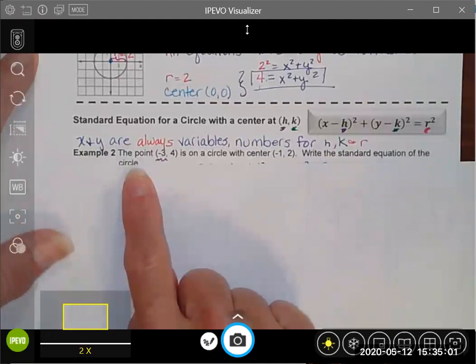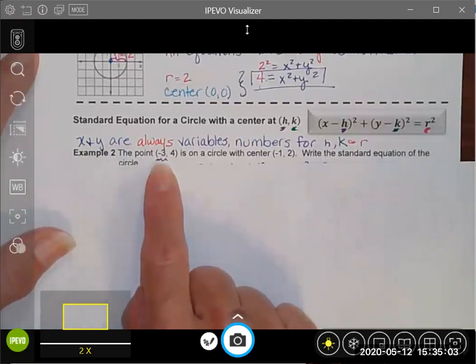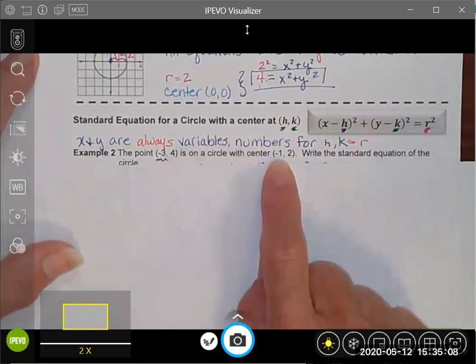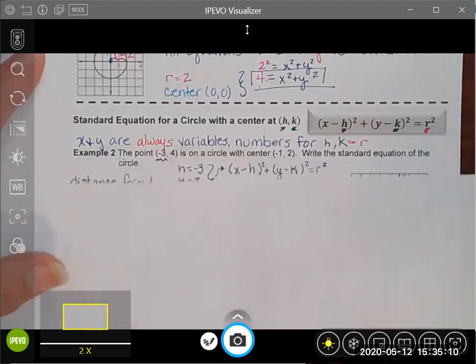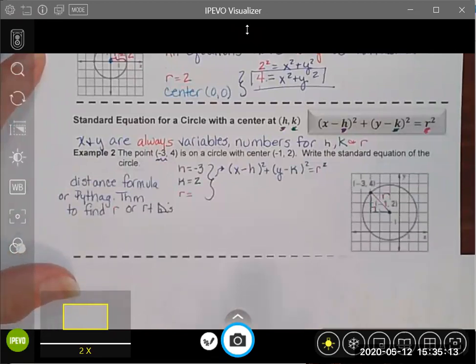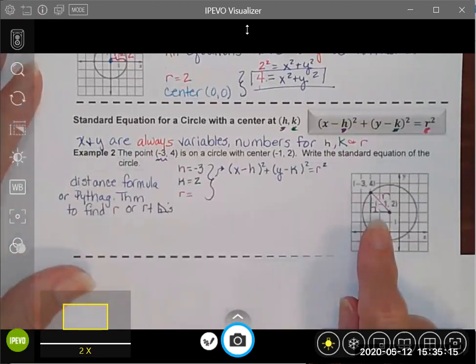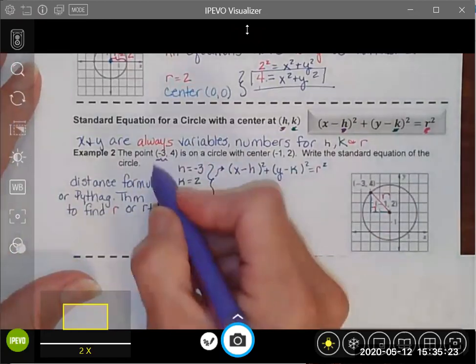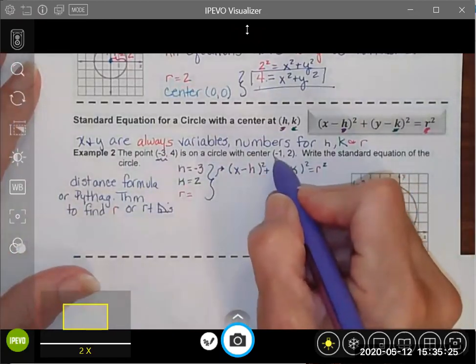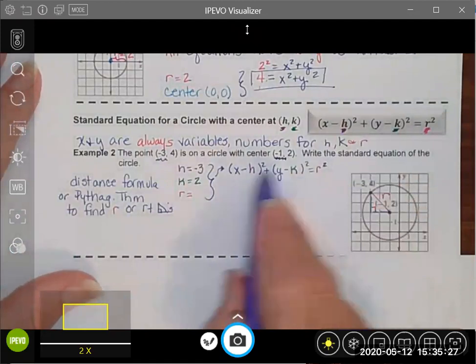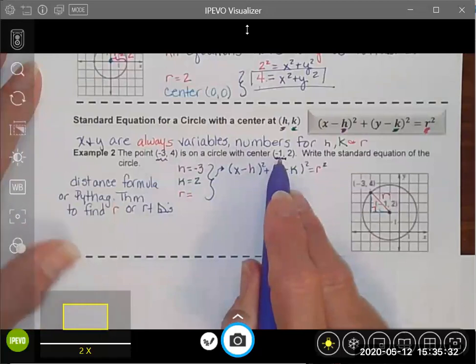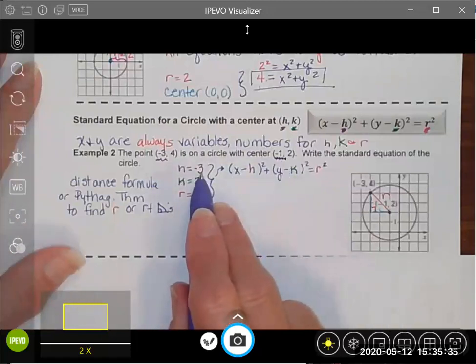Okay, example 2 tells us that there is a point, -3, 4. It's on the circle, and the circle's center is at -1, 2. So for this, I need to identify, oh, it even gives me a picture, isn't that lovely? I need to do a couple of things. I need to identify that h is my center, and I marked this incorrectly. My h is going to be the x value of my center.